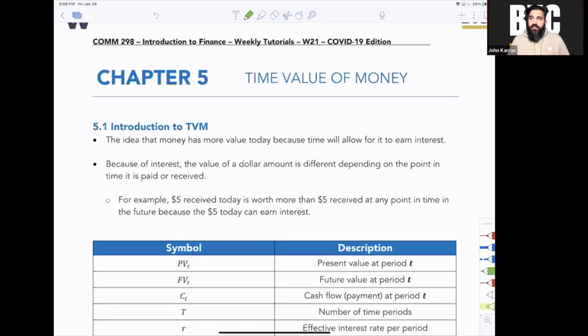We know that if we take a certain amount of money, put it away for a certain amount of time with a certain interest rate, that money will grow over time. And that's what time value of money, that's what the entire subject is all about.